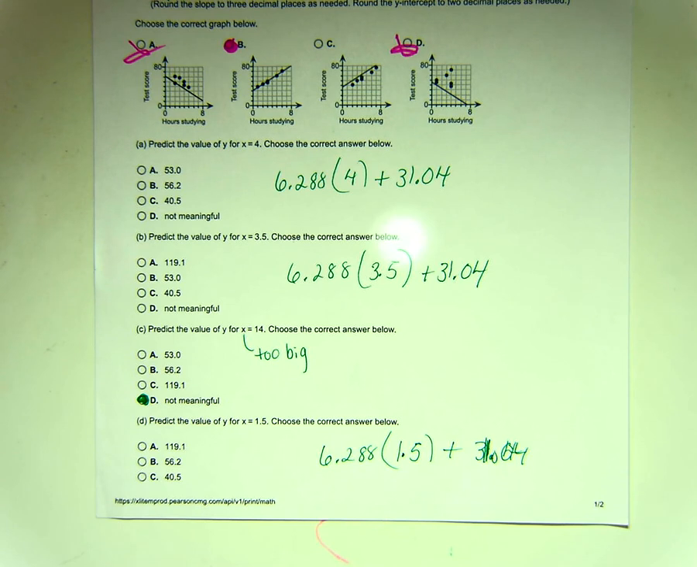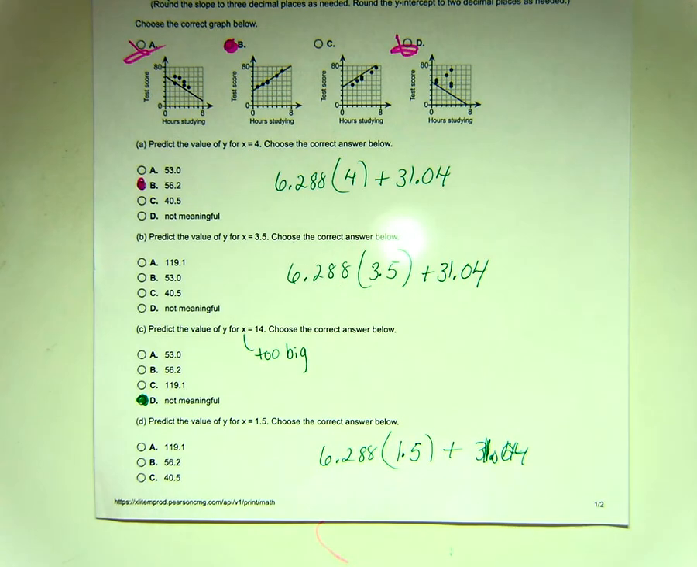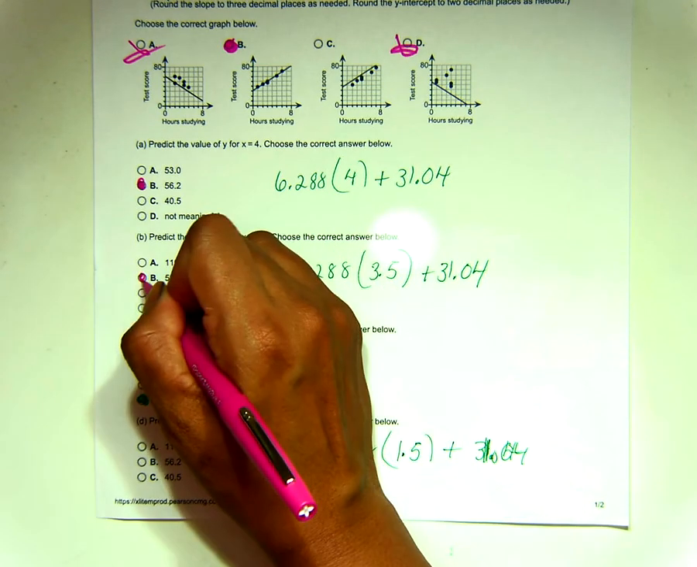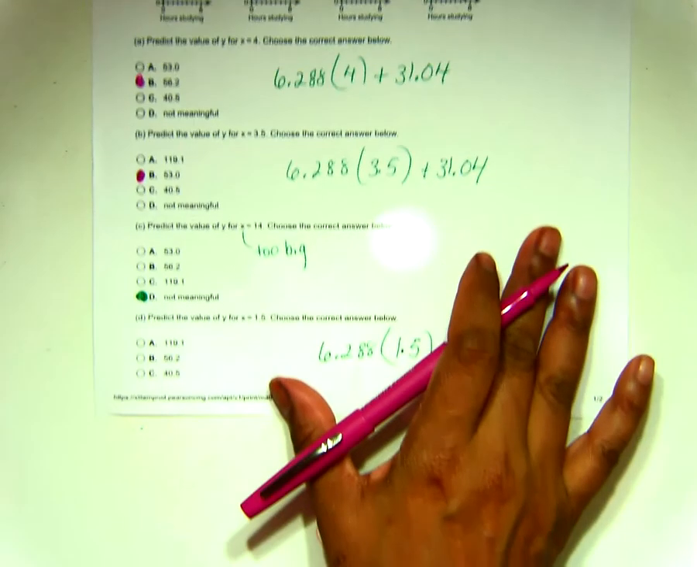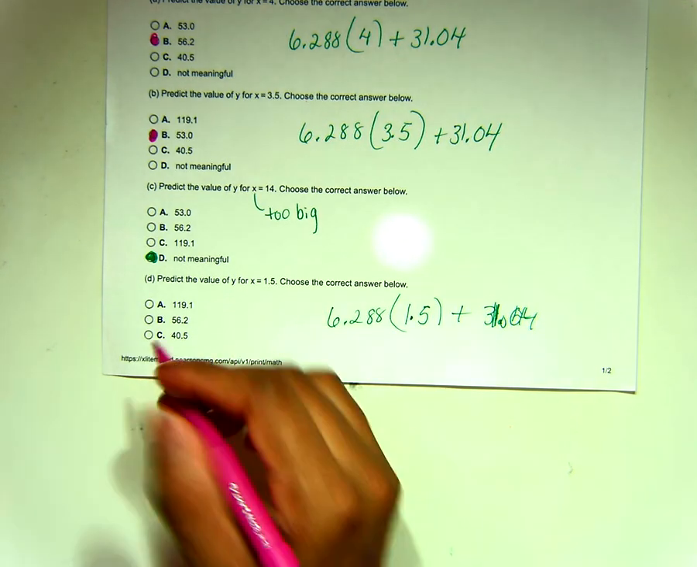My answer is as close as possible, and rounding it, it matches B. Doing the same thing for your next one, 6.288 times 3.5 plus 31.04. Process of elimination, rounding, so it's going to be B. And then your last one, you're going to have 6.288 times 1.5 plus 31.04. Substituting, round it, it's going to be C.